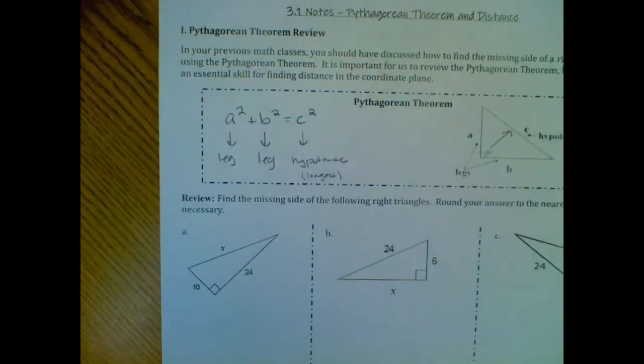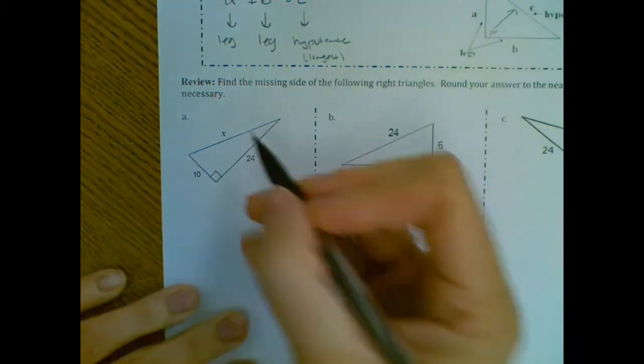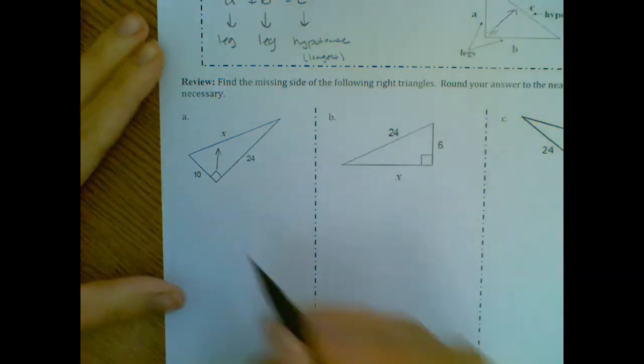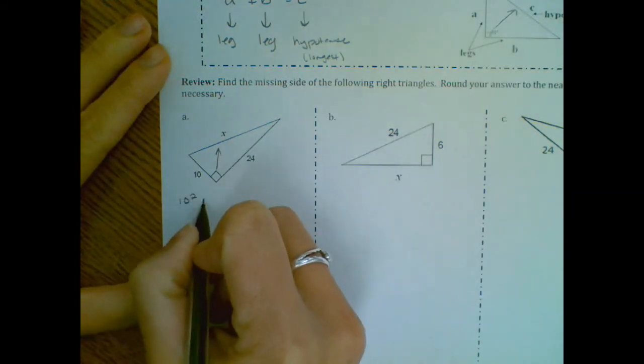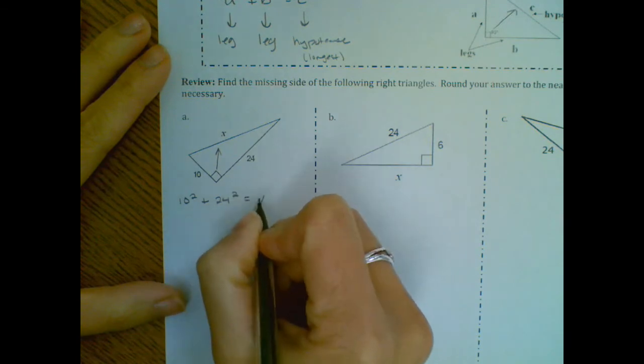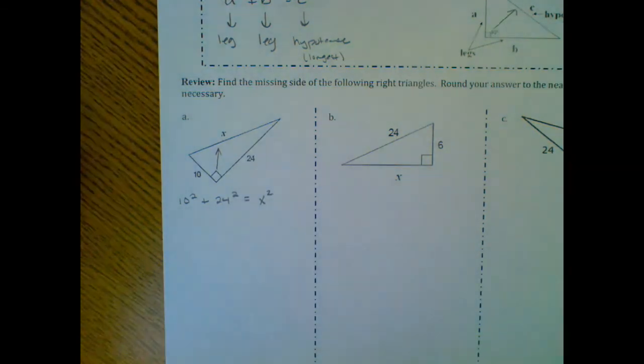So let's do a little bit of review for the Pythagorean theorem. If we want to find the missing side x in example A, this is the hypotenuse here, and I can tell because it's across from the 90-degree angle. So I would have 10 squared plus 24 squared equals x squared in this case.